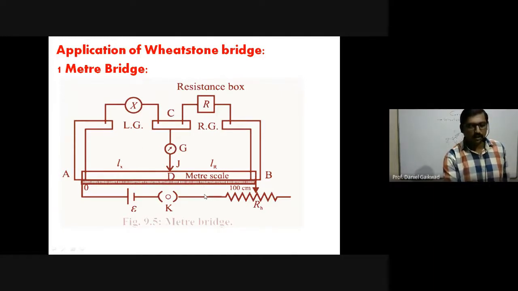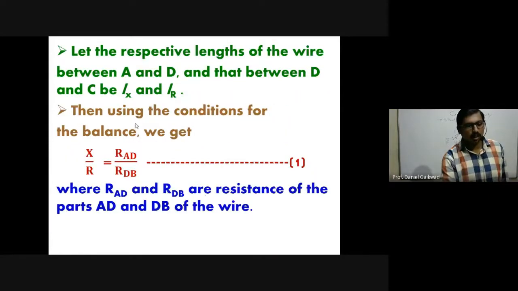For that balance condition, we have the next part of this topic. Let the respective lengths of the wire after balancing, that is between A and D, and between D and C, be Lx and Lr. After balancing means the galvanometer shows null deflection. At that time we have lengths Lx and Lr of the 1 meter length of wire. Then using this condition for the balance, we get X upon R. So these will be the 4 resistances.